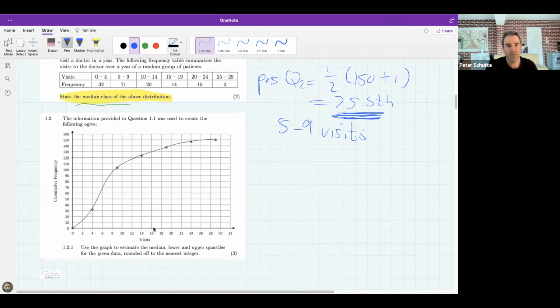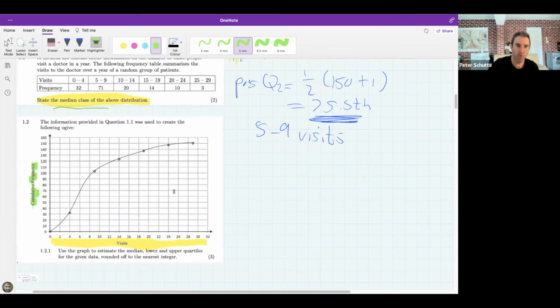Okay, so we've got this ogive. It's showing visits along the bottom. So visits to the doctor along the bottom of the x-axis. And then we've got the cumulative frequency, because that's always what we have in ogives. And we know that the total will be 150. That's fine. You need to get me an estimated value for, and it says, use the graph to estimate the median, lower and upper quartiles for the given data and round off to the nearest integer.